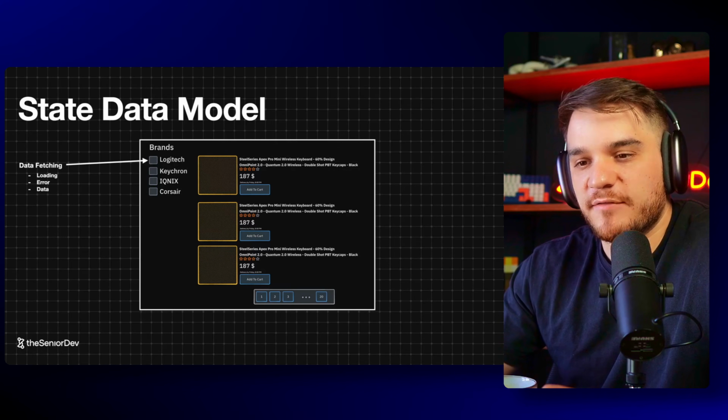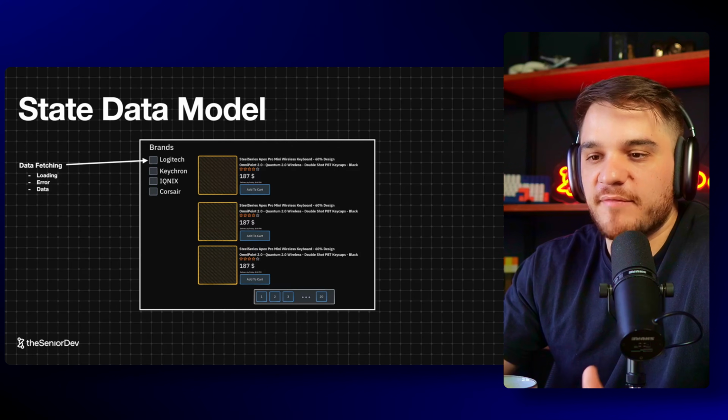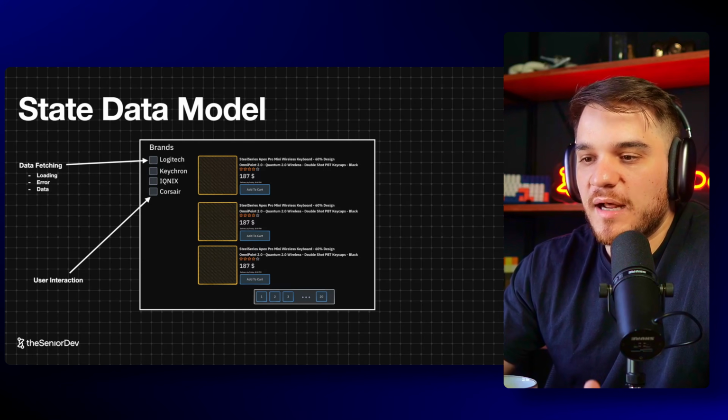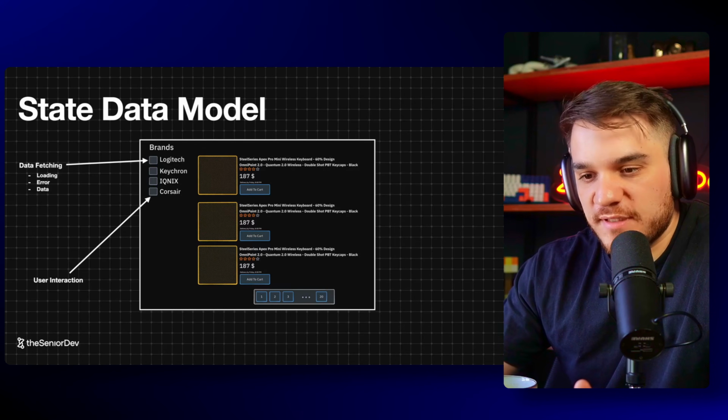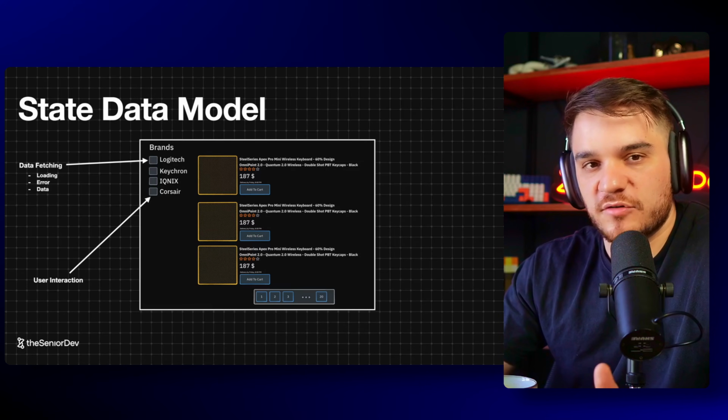So if we look at our UI, we can see that there's some state to represent the brands. We will have to fetch those from the backend. So we'll have the loading, error, and then data state. We'll also have to allow the users to select which brand they want to filter by. So that will be user interaction. We need to store that in state.